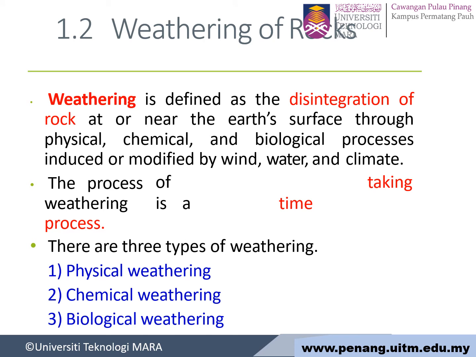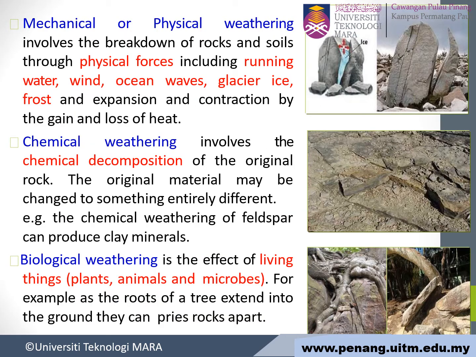Okay, weathering of rocks. When we are talking about weathering, it is defined as the disintegration of rock near the Earth's surface through physical, chemical, and biological processes induced or modified by wind, water, and climate. There are three types of weathering. First is physical weathering, second is chemical weathering, and the last one is biological weathering. Mechanical or physical weathering involves the breakdown of rocks and soil through physical processes including running water, wind, ocean waves, glacier ice, frost, and expansion and contraction by the gain and loss of heat.